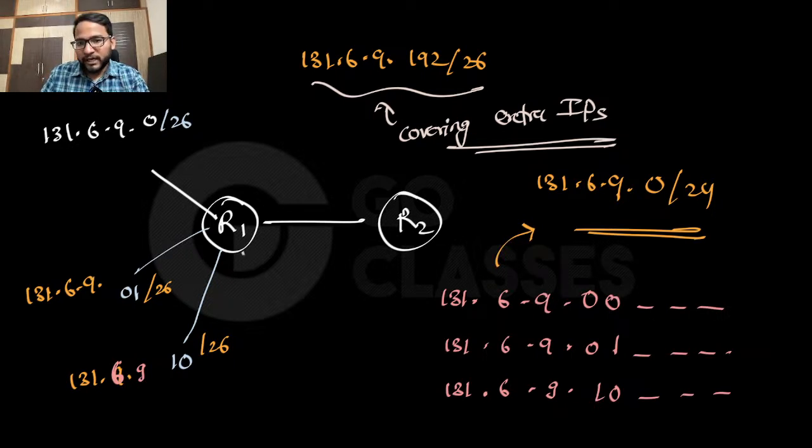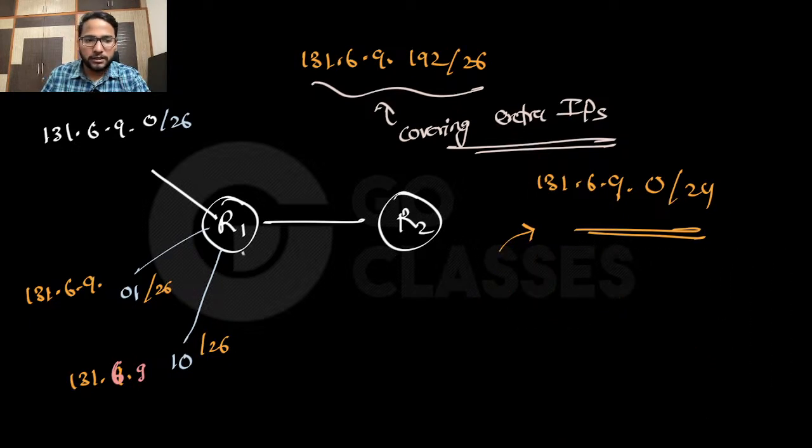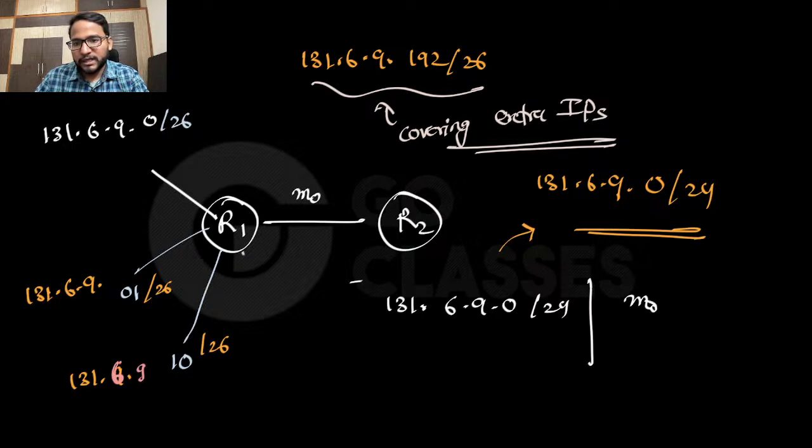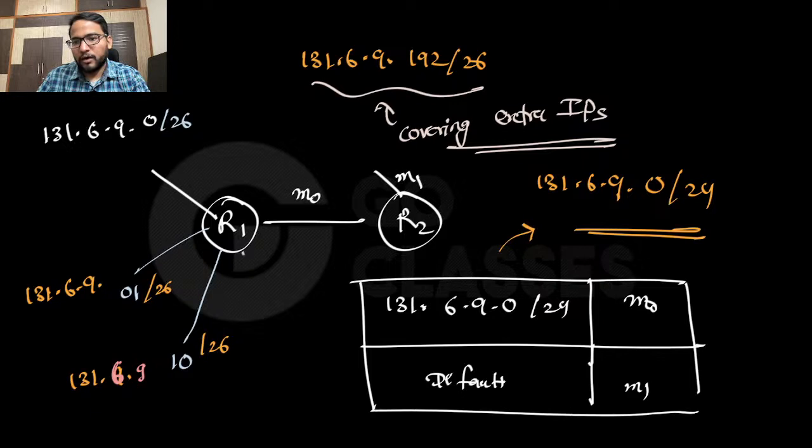See, what do I mean by that? The routing table for R2 will look like this now, right? If you cover all of this, it will look something like 131.6.9.0/24. Let's suppose this is M0. You will say forward it to M0. Is this the correct one? Or the default will be, let's suppose this is M1. Default is M1.